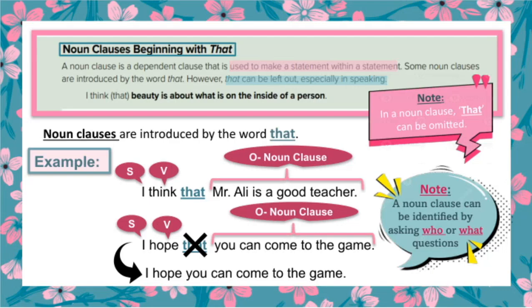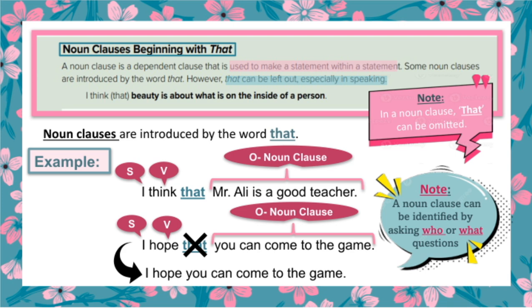Let's take a closer look at what a noun clause is. A noun clause is a group of words that functions like a noun in a sentence. To identify a noun clause, you can ask questions like, who or what about the part of the sentence? For example, in the sentence, I hope you can come to the game, the clause, you can come to the game, is a noun clause.